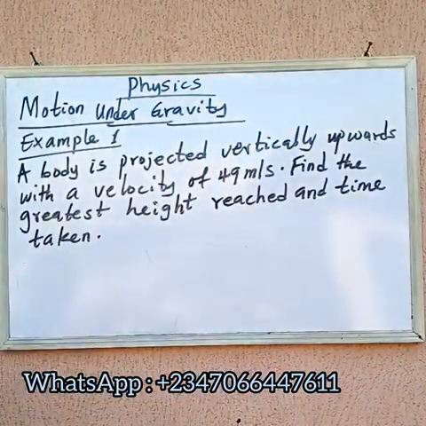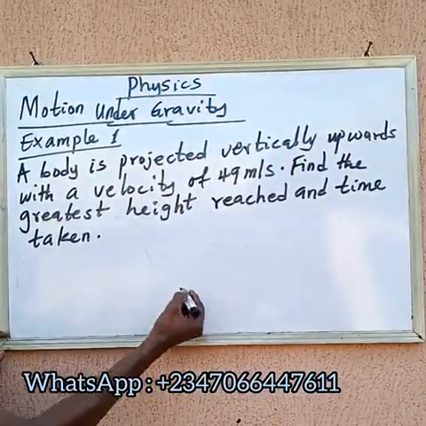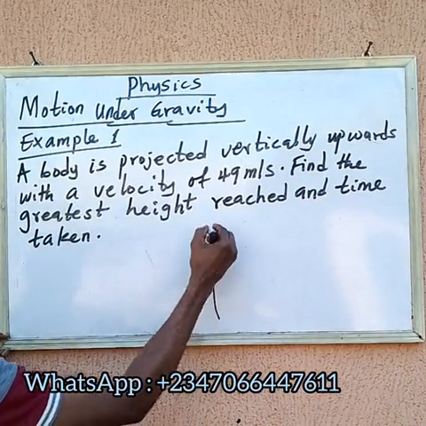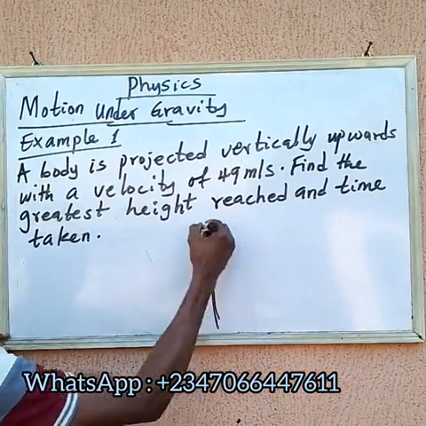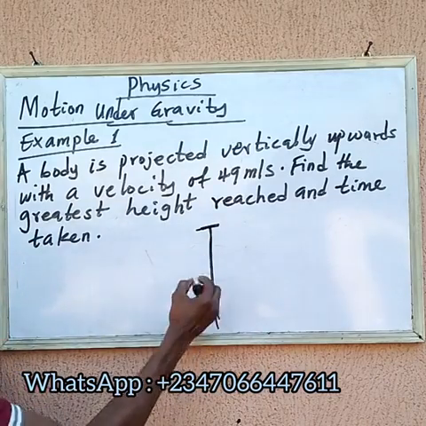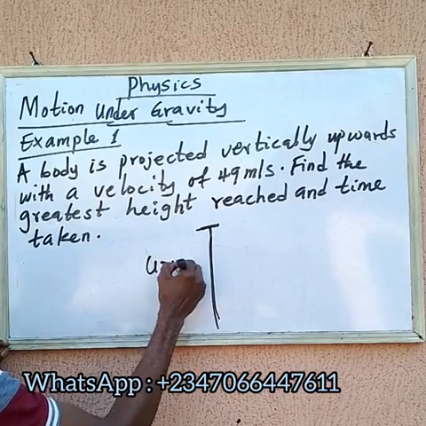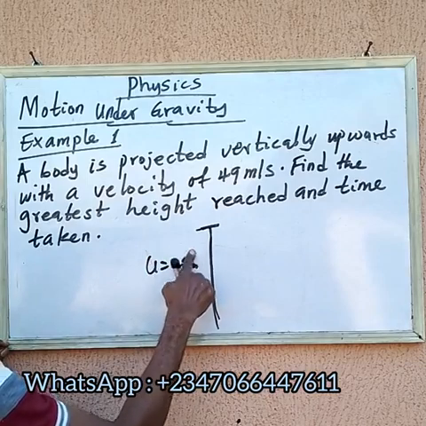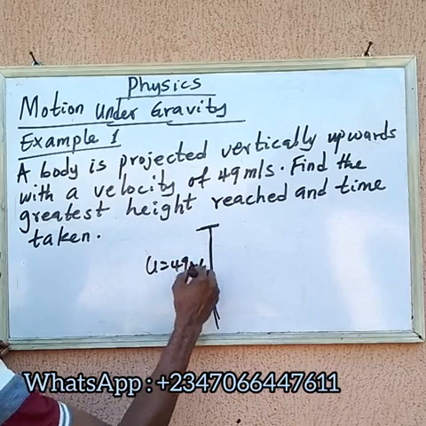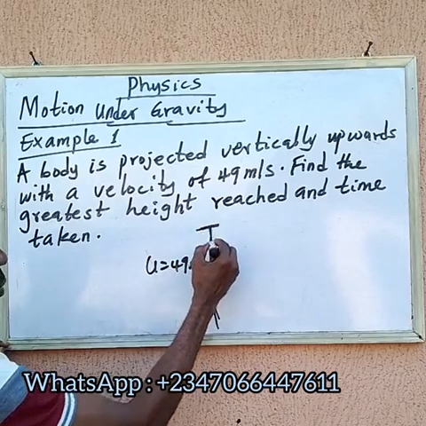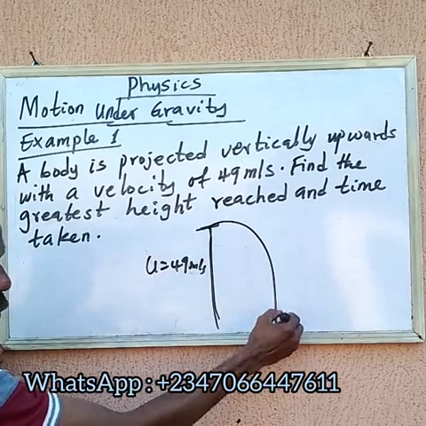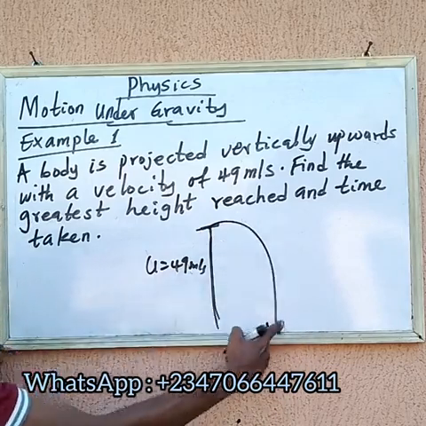So what is given to us here? This is what they are trying to tell us. The object is taken to this point with initial velocity u equal to 49 meters per second. Then it gets to this height, but the object will still come down. It will drop. But we are not interested in this other part.